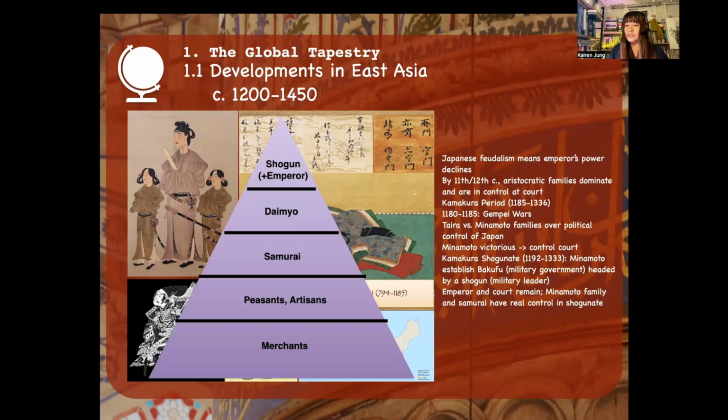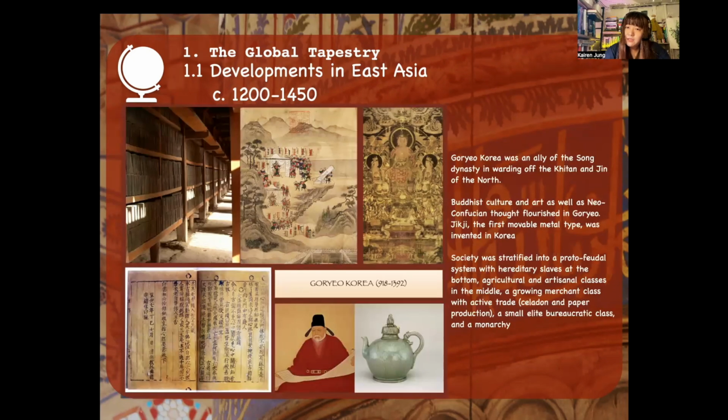The emperor and the court did remain, but the Minamoto family and the samurai were the ones that had real control in the shogunate. Well, what was happening in Korea at this time? Koryo, which is the origin of the name for Korea, was an ally of the Song dynasty and warding off the Khitan and the Jin of the north.